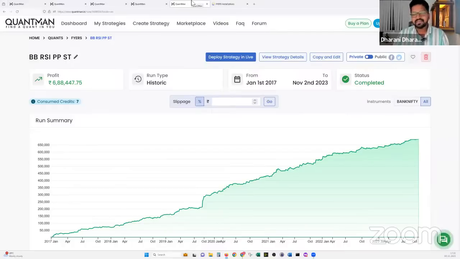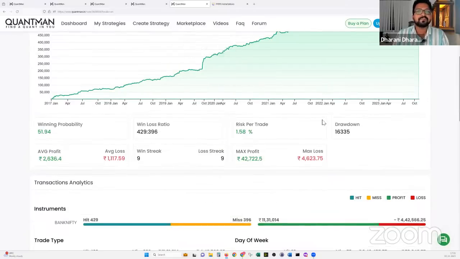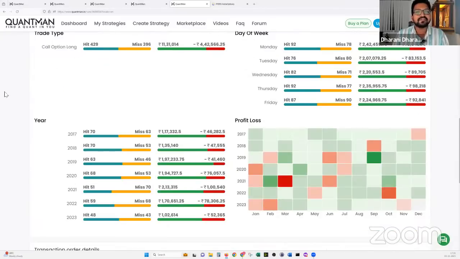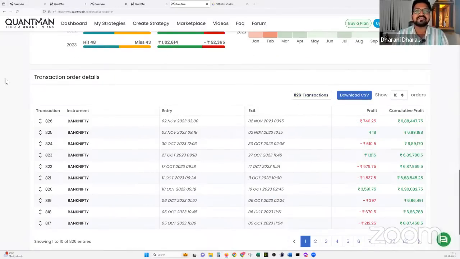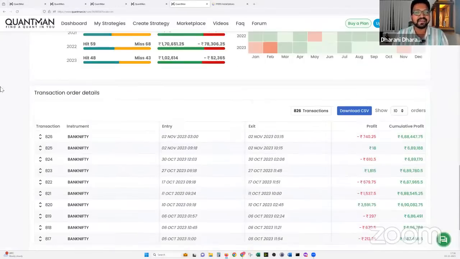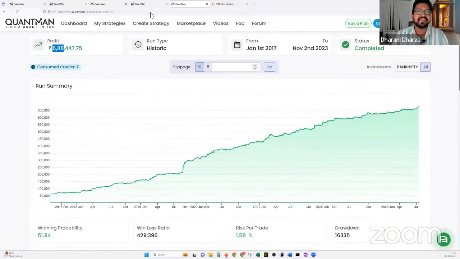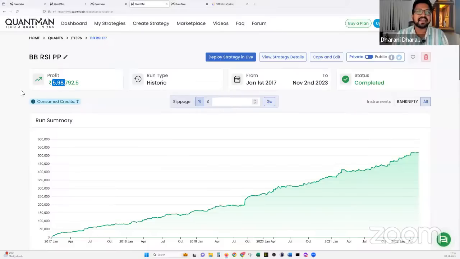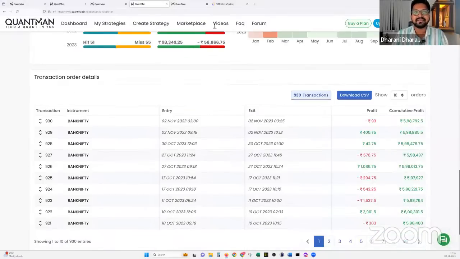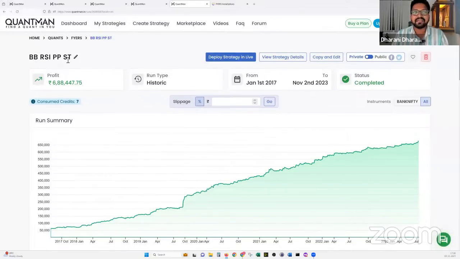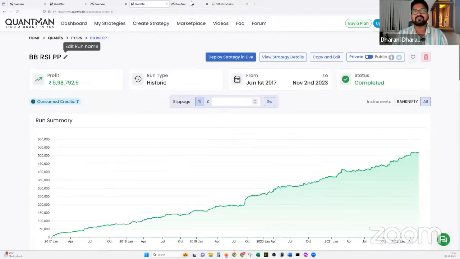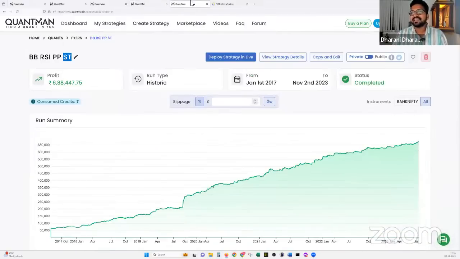Okay, so now you can see here 6,88,000 rupees of profitability came out, and now how many trades? 826 trades, just 826 trades. So over here it's 5,98,000 on 930 trades. So which one is best? Whether the exit based out of super trend is best or the exit based out of Bollinger Band is best? Okay, it's quite tough, right? But people are correct. Super trend exit is good.